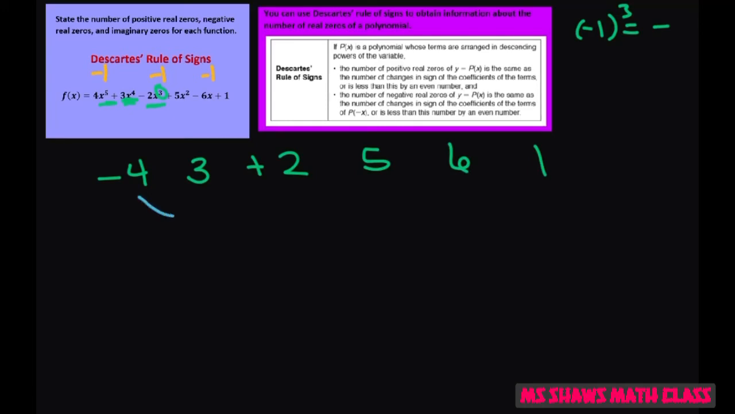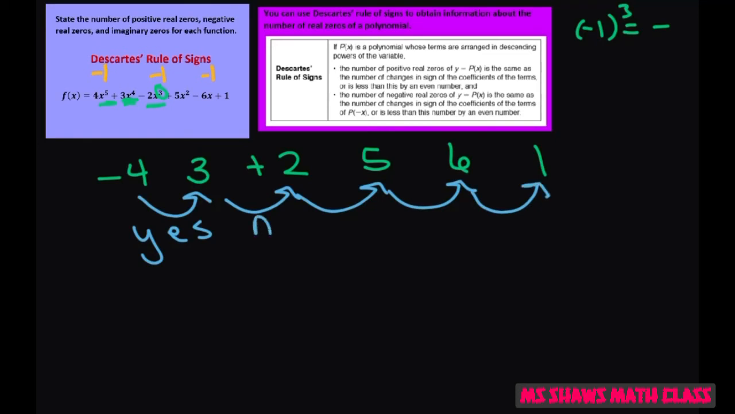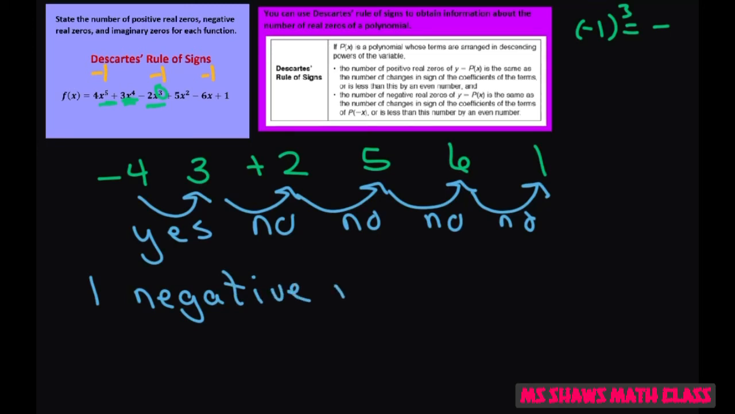So now let's look at the sign changes. This changes from negative 4 to 3, but the rest of these do not change signs. So these would all be no's. So that means there's only one negative real. We do have one negative real.